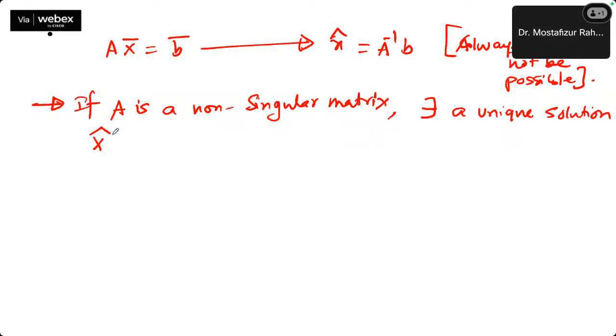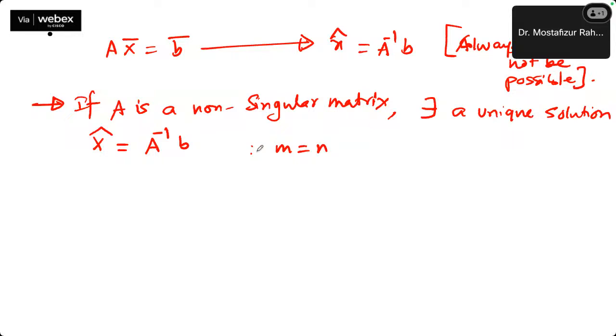I always write the solution as x hat, because from an estimation theory background, sometimes A has noise and all, like we have seen in the communication system. So I'll come to the application part later. So x hat equals A inverse b, if and only if A is a non-singular matrix. So then we can get the solution x hat equals A inverse b, and in this particular case, m has to be equal to n.